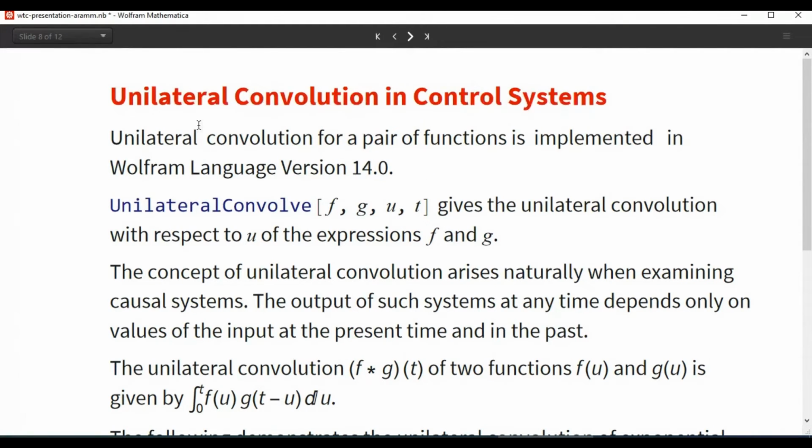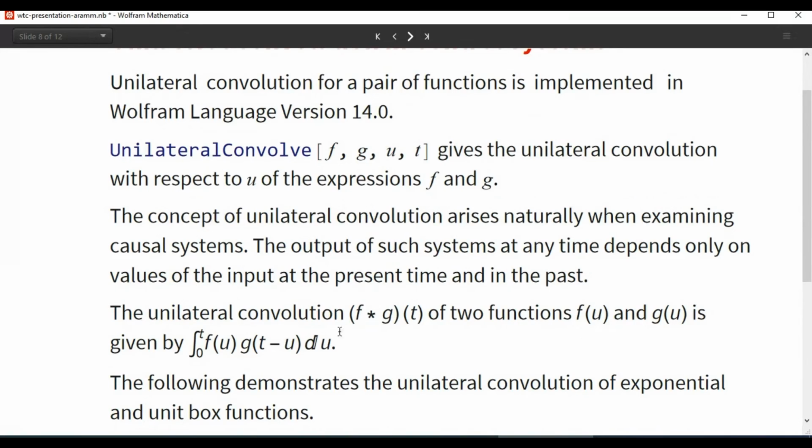And the function name which was implemented is UnilateralConvolve. And this function gives the unilateral convolution with respect to u of the expressions f and g. F and g can be some functions. The concept of unilateral convolution arises naturally when examining causal systems. The output of such systems at any time depends only on values of the input at the present time and in the past.